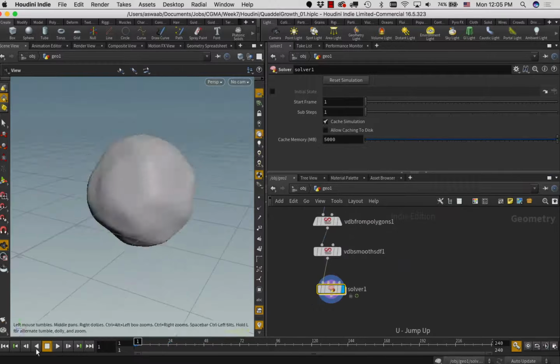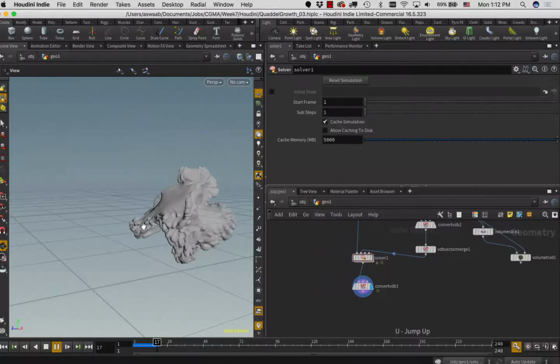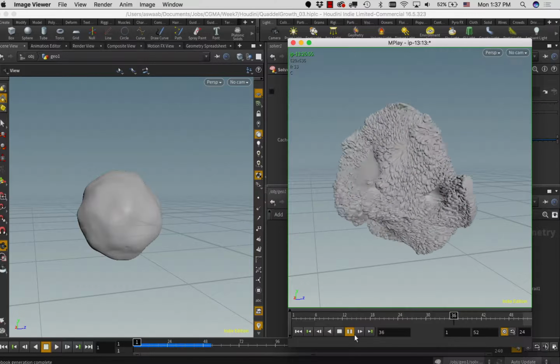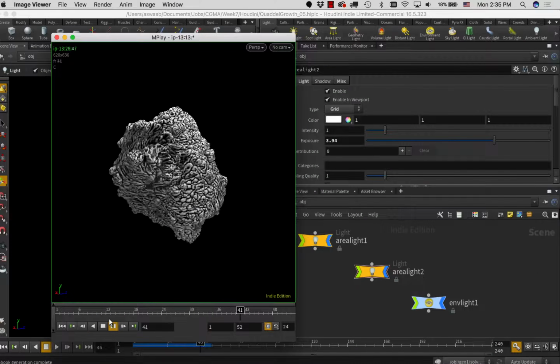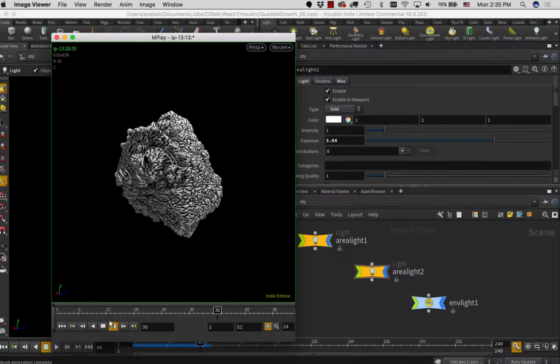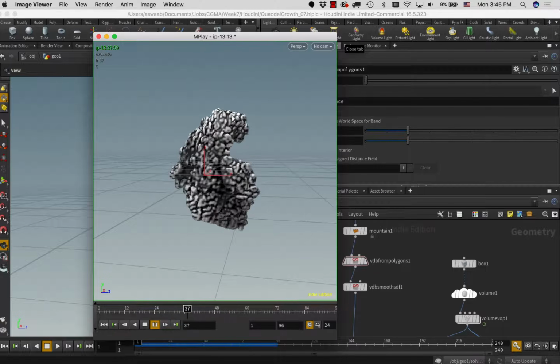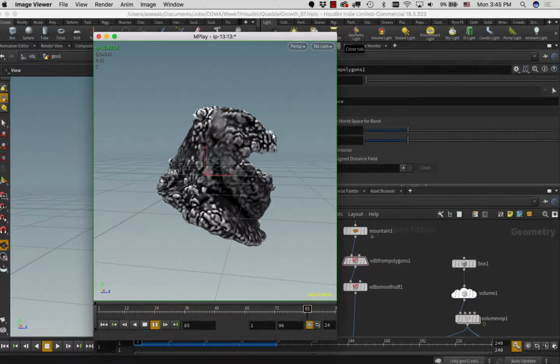Lesson 7 explores a growth algorithm, harnessing VDB volumes and implementing our own growth solver in the SOPs context of Houdini. We learn how to influence growth direction and how to limit growth to a defined volume.